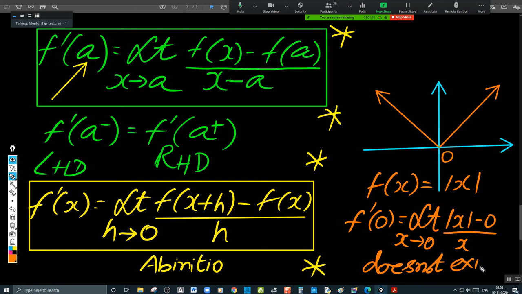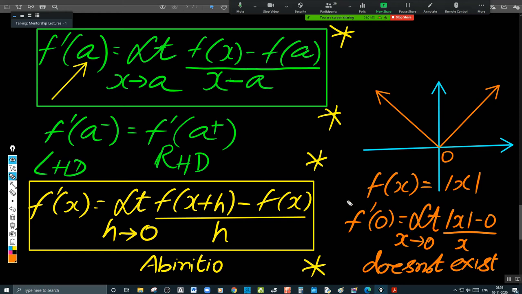Are you there, boys and girls? Yes, sir. Because the left-handed derivative is minus 1 and the right-handed derivative is plus 1. Understand that? And hence the limit does not exist.